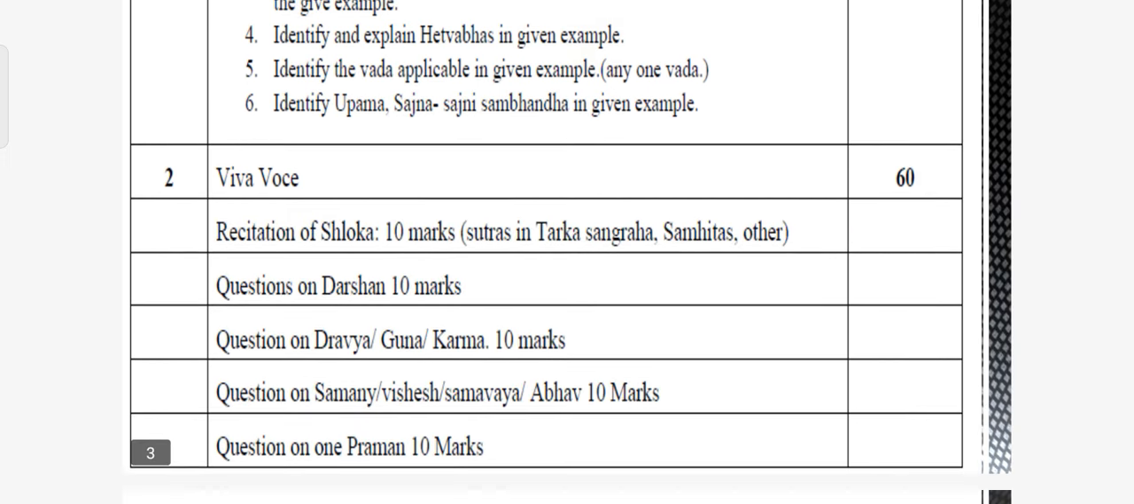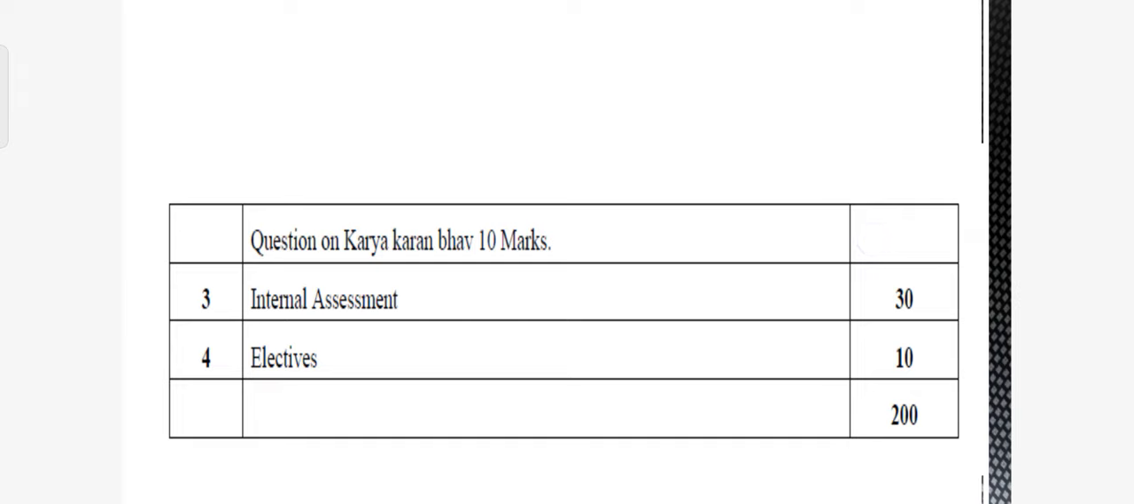Then it comes with a Viva voce, where a Viva would be taken for you. The marks have been allotted for the different topics. For the shloka, it's 10. For questions on darshana, 10 marks. For dravya, guna or karma, among these 3 topics, any questions can be asked, and that is allotted 10 marks. Questions on samanya, vishesha, samavaya and abhava, 10 marks. A question on any one pramana, that is going to hold 10 marks. Then a question on karya karana bhava, 10 marks.